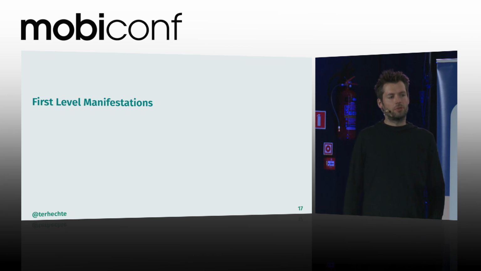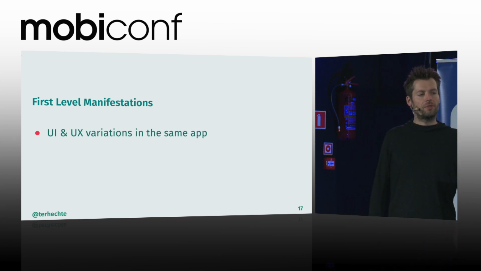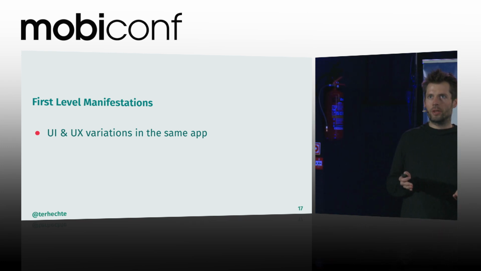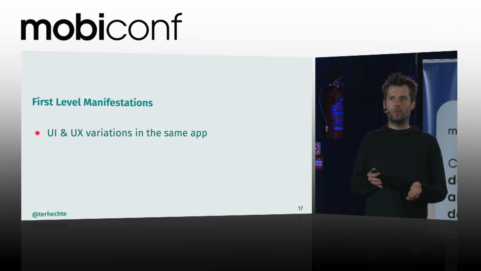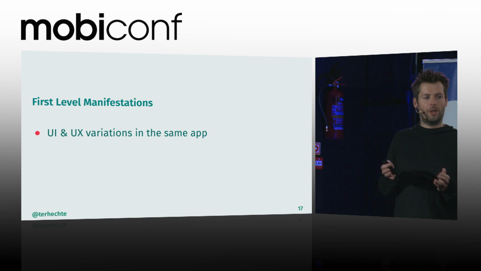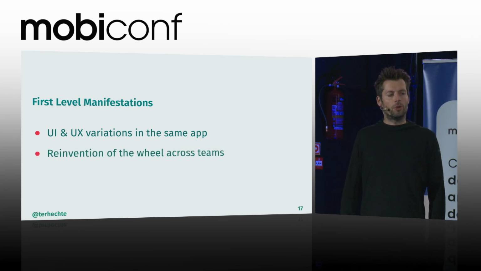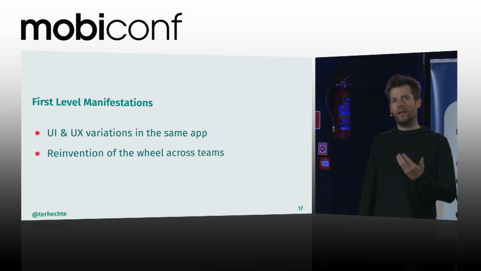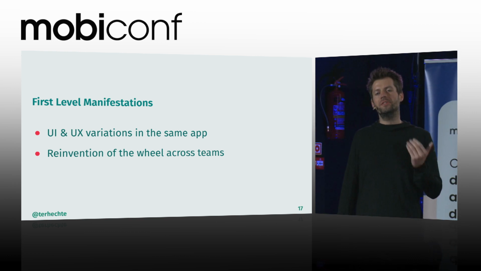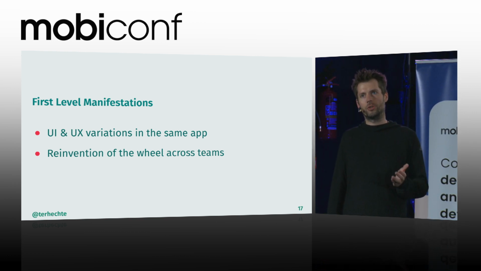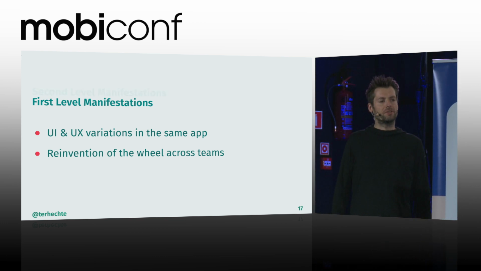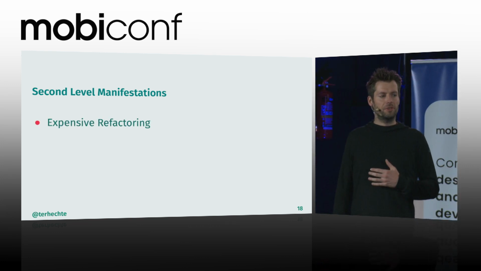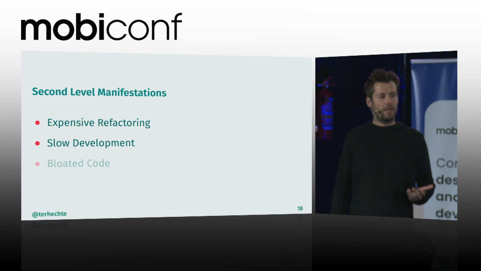And these are manifestations. So we have first-level manifestations here. The first one is that you get UI and UX variations. They may be small, different margins, for example, but they may be big, where you, for example, have a different icon or button in one section of the app compared to another section of the app. We also have the reinvention of the wheel. One team might implement a certain UI pattern, a UI element in a certain way, and another team might implement a very similar UI element in a different way. And now we have the same element twice, developed twice in two different places. And this leads us to second-level manifestations. Because this makes refactoring expensive, this slows down development on the whole app, and this bloats our code.